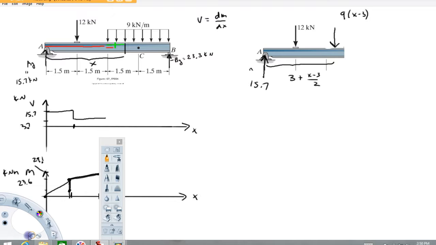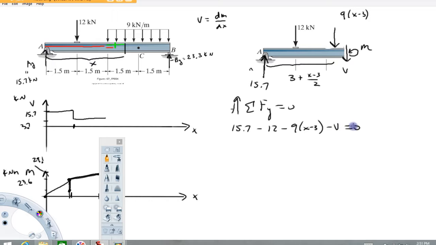All right. Next, shear force, bending moment. And there's the free body of this beam cut at kind of an arbitrary location, right? And again, cut at an arbitrary x. All right, now to get the shear force, sum of all forces, y direction equals 0, up positive. So that's going to be 15.7 kilonewtons minus 12 kilonewtons minus 9 times x minus 3. For this guy, remember that was the magnitude of this force vector, minus the shear equals 0.